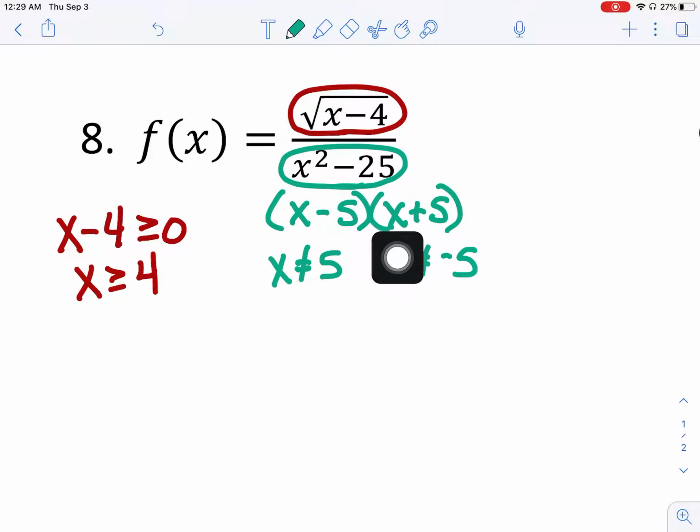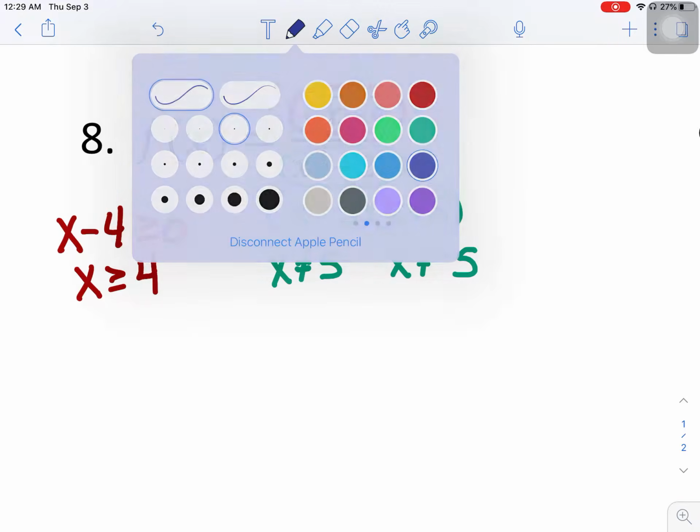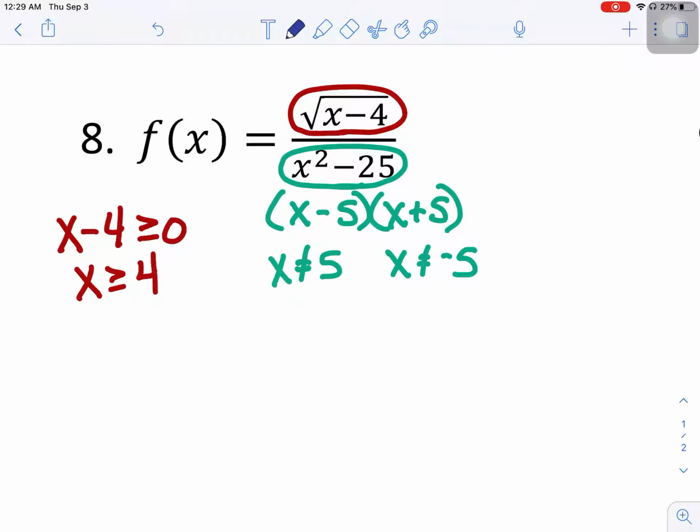If I put negative 5 into this second factor, negative 5 and 5 makes 0. Again, 0 in the denominator just causes all sorts of problems. We don't want to deal with it. So now what I want to do is combine these two different pieces of information. So I have this inequality here, x is greater than or equal to 4, and I have these two individual values that I need to throw out.